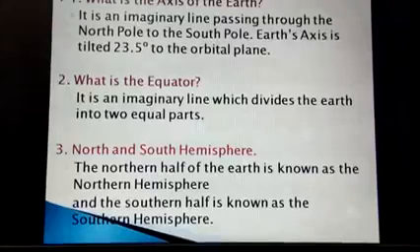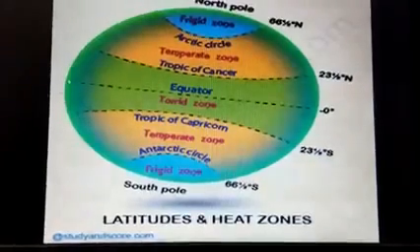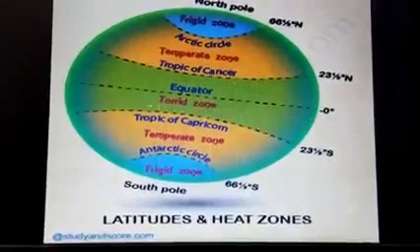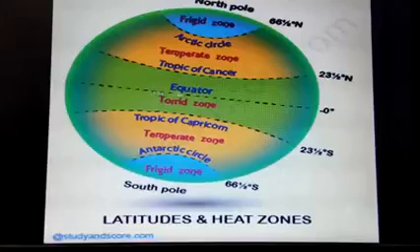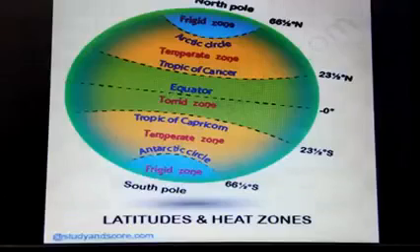What is equator? This is an imaginary line which divides the earth into two equal parts. Here in this diagram, you will see from west direction to east direction there is one line, and this line is known as equator. This is the 0 degree line. Above the equator there is the northern hemisphere, below the equator there is the southern hemisphere.